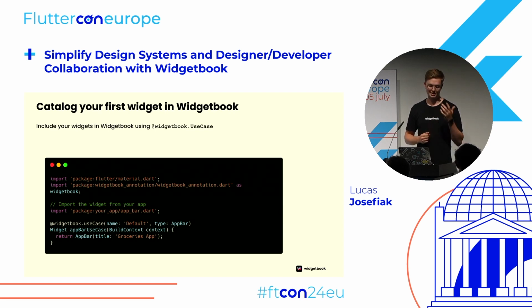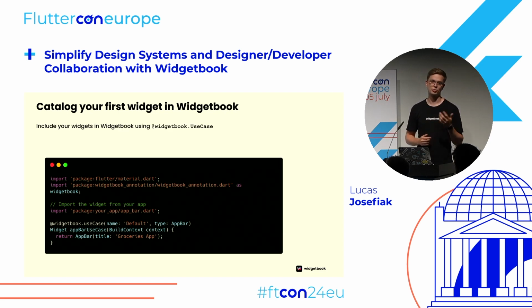And it's actually quite simple to do because you can just use our add-use-case annotation in front of the widgets. So how you're doing it, you are writing the add-widgetbook.useCase annotation. You provide the name of the use case. In our case, we just have one use case. That's why we name it default. And then you need the type.